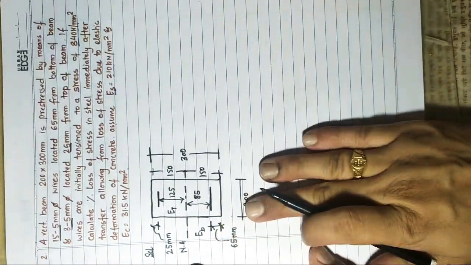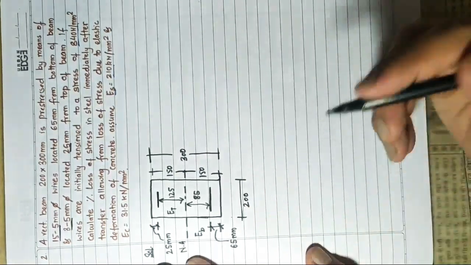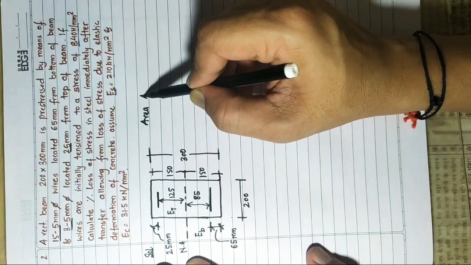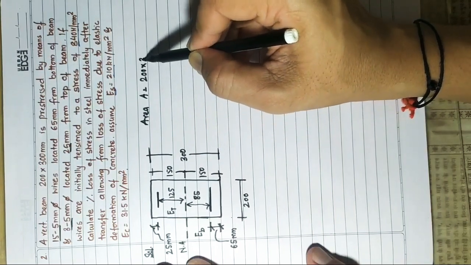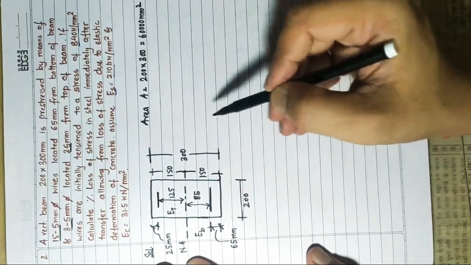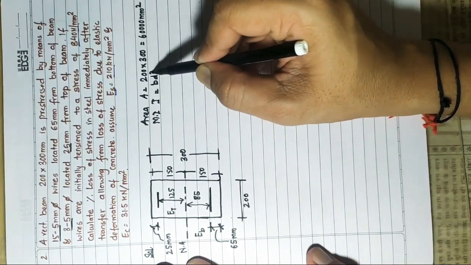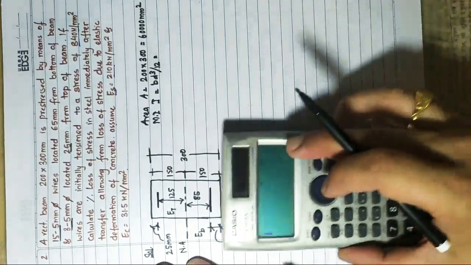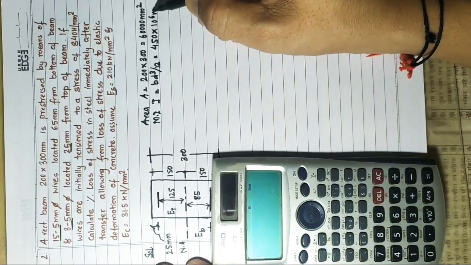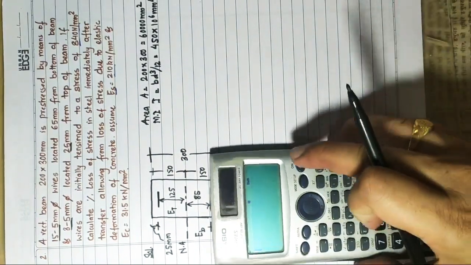Still, the eccentricity of the total cable is not known to us, that we have to calculate. By the given data, let us calculate what is known to us. Area of cross section, capital A, is 200 multiplied by 300, which equals 60,000 mm square. Moment of inertia, capital I, is BD cube by 12. Substituting and calculating, we have the value as 450 into 10 raised to 6 mm raised to 4.